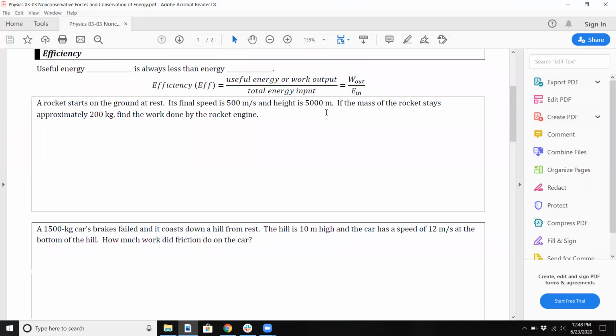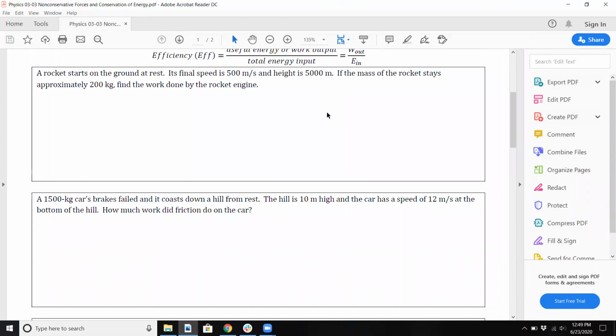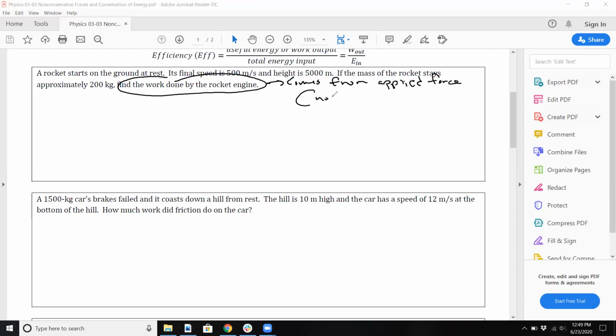Okay, so a rocket starts on the ground at rest. Its final speed is 500 meters per second, height is 5,000 meters. If the mass of the rocket stays approximately 200 kilograms, find the work done by the rocket engine. So that's kind of like the applied work, I guess you could say, which is not conservative.